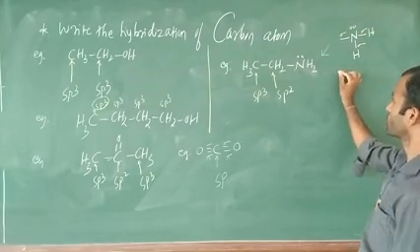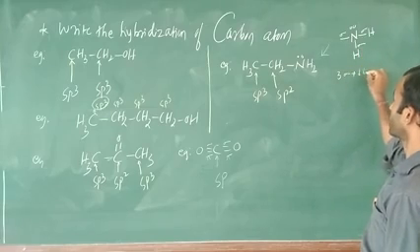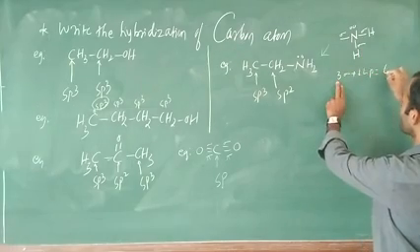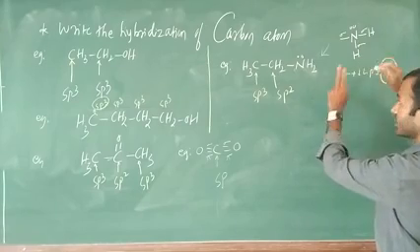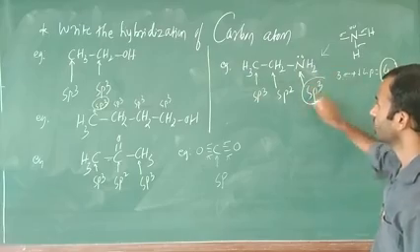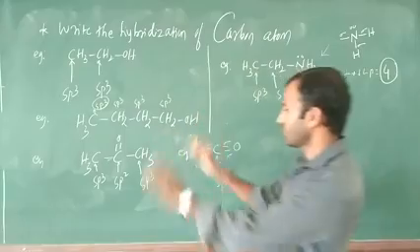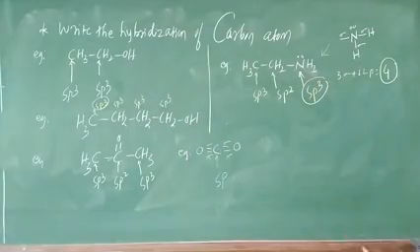Our rule is: 3 sigma is there, plus you have to count one lone pair. 3 plus 1 is 4. 4 means sp3. How to count? 3 plus 1 is 4. This is the most important example. Up to this point, we have covered the hybridization of atoms.